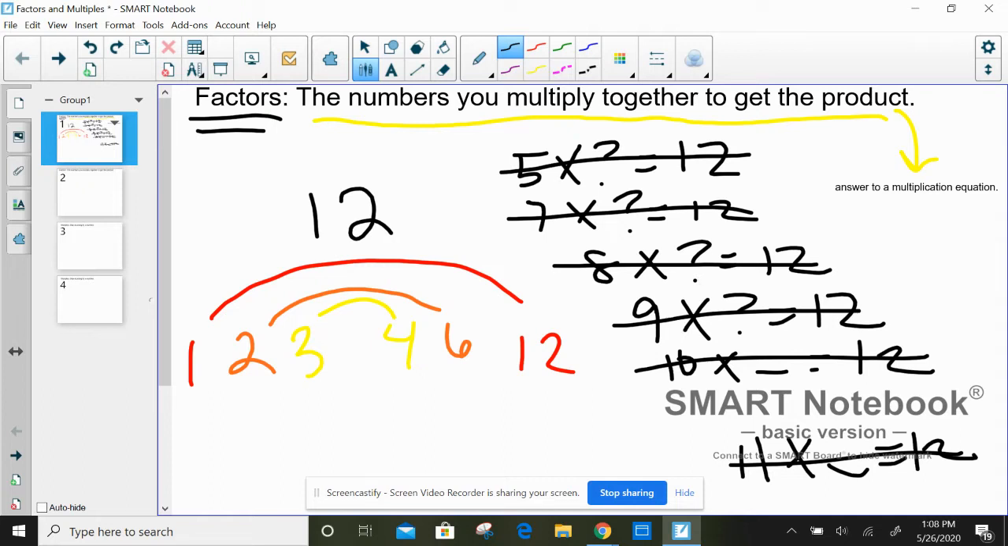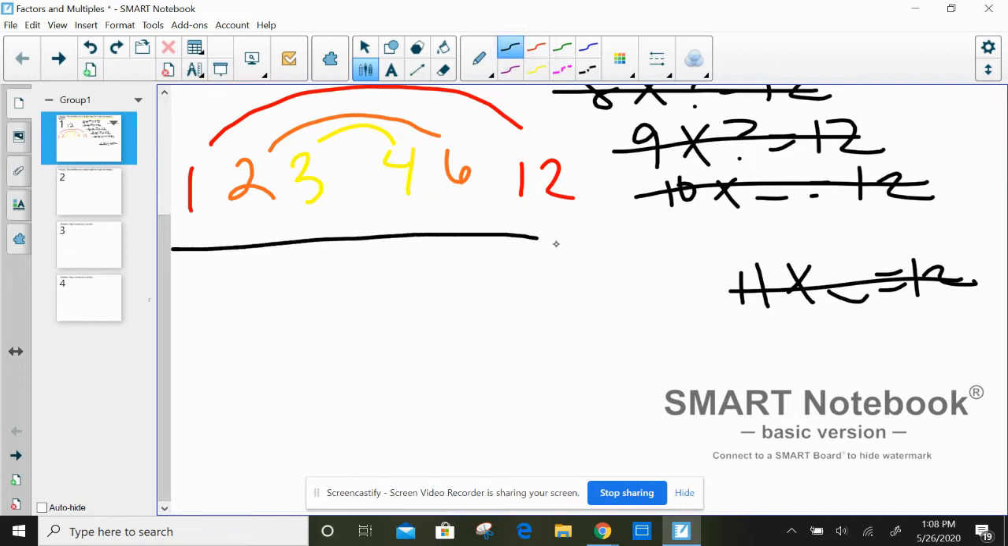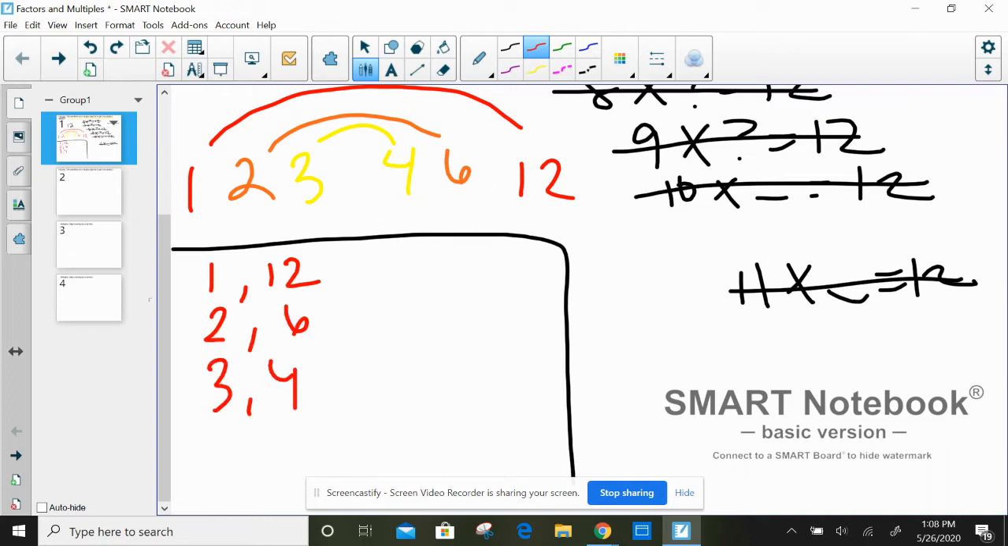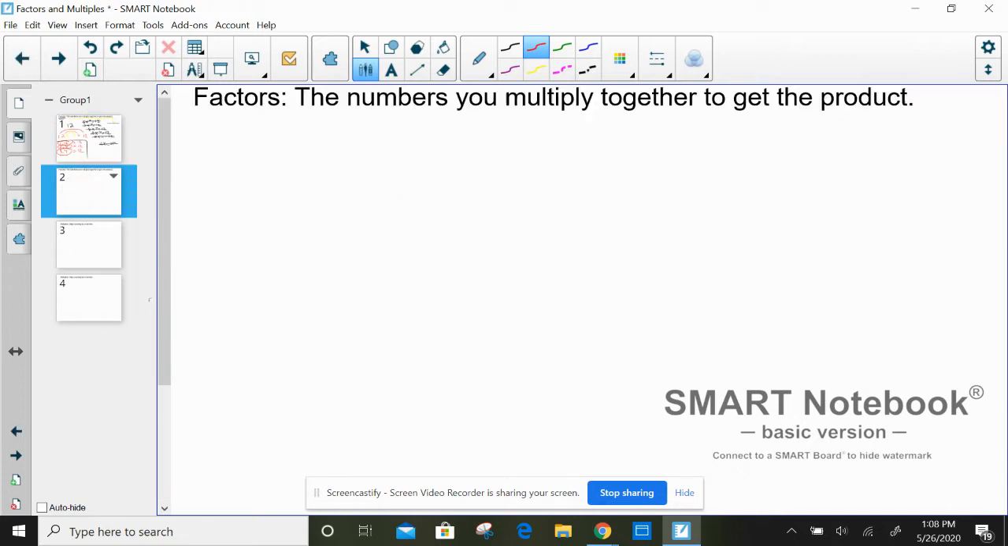By the way, if you were to be writing this down on an assignment, any kind of assignment, a test, a quiz, anything, you can't just leave it like this. You need to write it like this. Your answer will be 1 and 12, 2 and 6, 3 and 4. That way your teacher knows that you are saying 1 and 12 are factors together, 2 and 6 are factors together, and 3 and 4 are factors together. So you know that those multiplied together are all going to give you 12. Okay? That's one example. Let's do one more example.